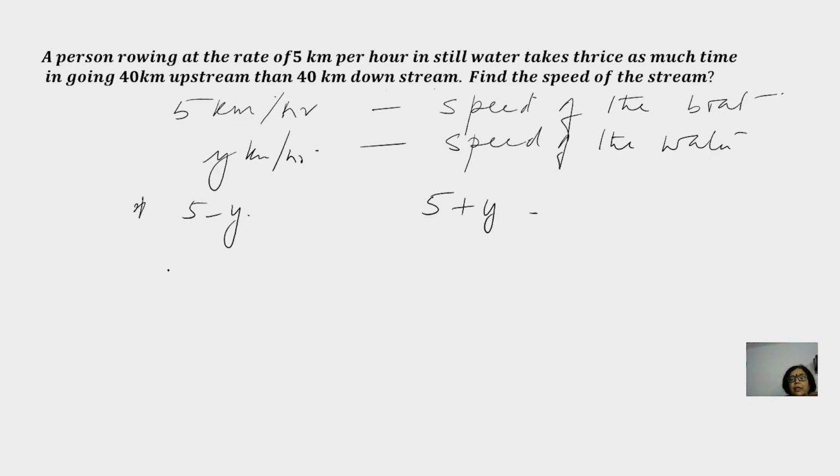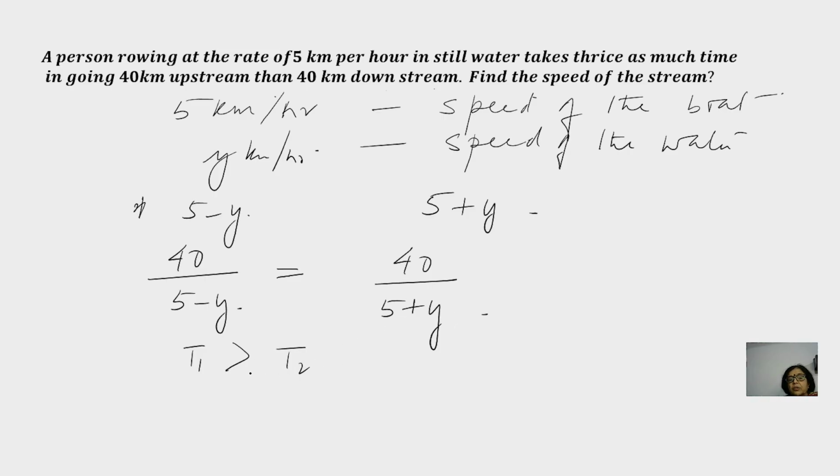The person is going 40 km upstream, so the time will be 40 by 5 minus y. And he's coming down 40 km downstream, so the time will be 40 by 5 plus y. Now the question says that he takes thrice as much time in going 40 km upstream. That means the time taken for going upstream is greater. Supposing it is T1, it is greater than T2, and it is 3 times greater. So if I multiply this by 3, then I get 40 by 5 minus y is equal to 3 times 40 by 5 plus y.